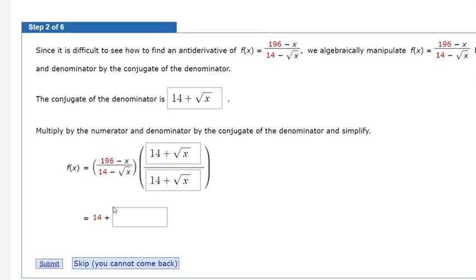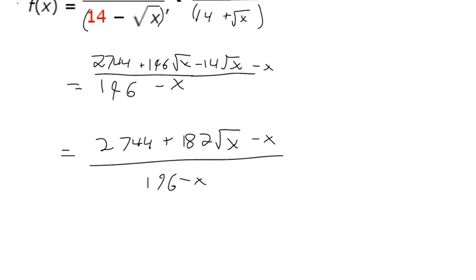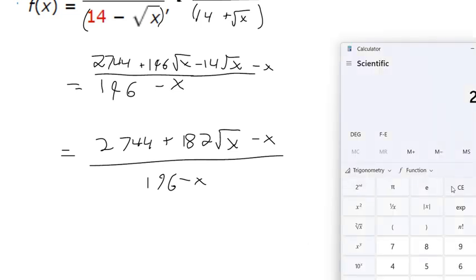And then simplify. So I didn't get this. Yeah, I got 14 plus something. Wonder how they did that. I don't know how they simplified. Did they factor? Two numbers are multiplied by 2744. No, that can't be it.